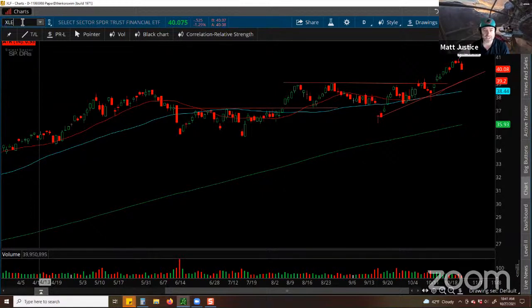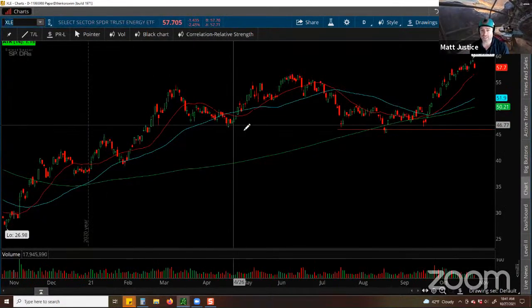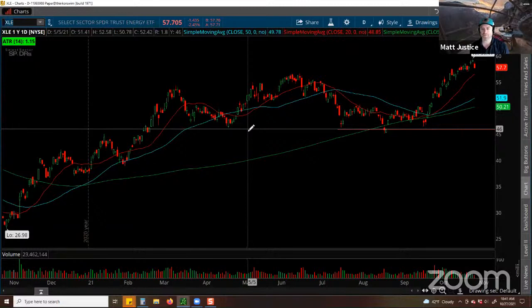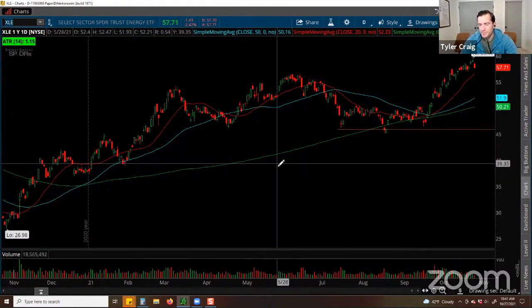When you're taking a look at energy, energy's been one of the best performing sectors over the course of the last couple months. Just been one of those high flyers, showing a little bit of increasing volatility here. But once again, let me ask a very simple question. Have we violated a support level yet? No. We have not yet violated a support level.